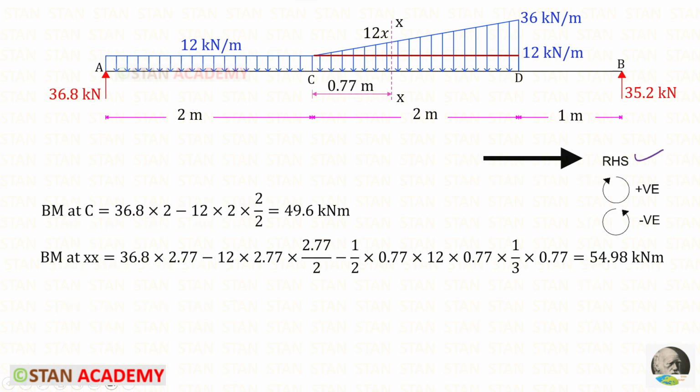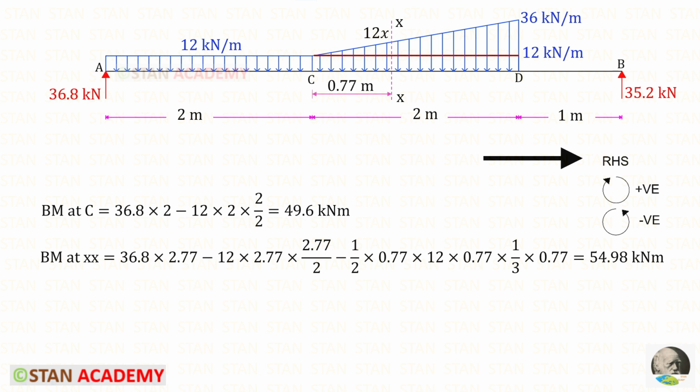Using the right hand side rule, let us find the moment about C and about the section. First let us find about C. RA is acting in the clockwise direction, so positive, and the distance is 2. The UDL is acting in the anti-clockwise direction, so it will be negative. For the UDL and UVL, we have to multiply the area with the centroid distance. The area of the rectangle up to the point C is 12 into 2. And we know that the centroid of a rectangle lies in the center. So from the center, the distance to the point C is 2 upon 2. For the moment at C, we will get 49.6.